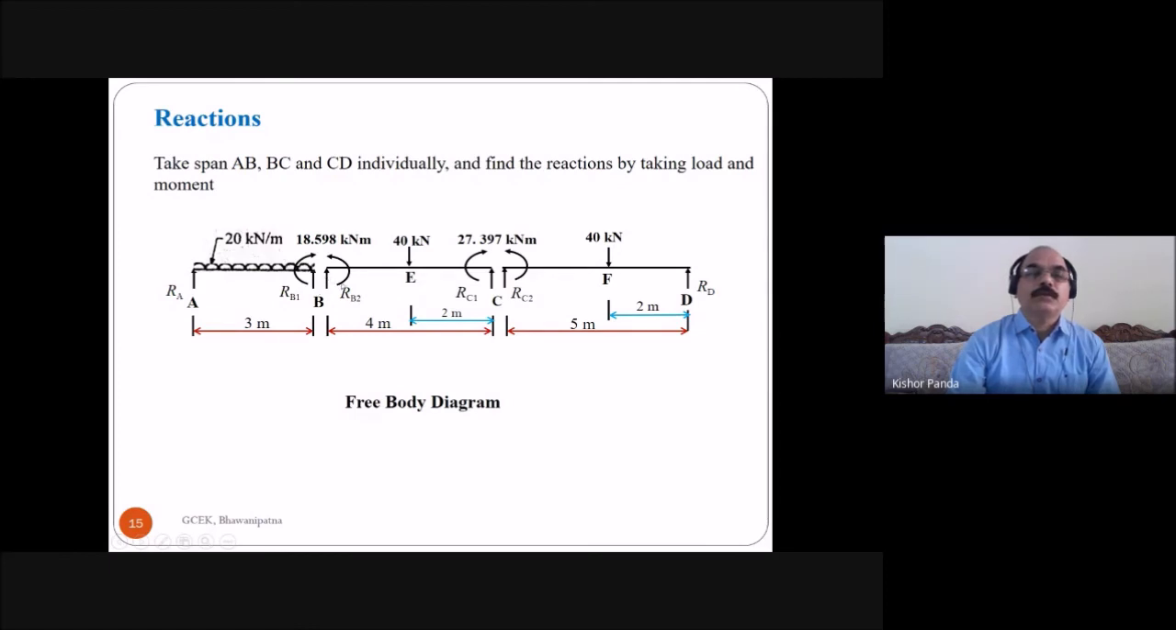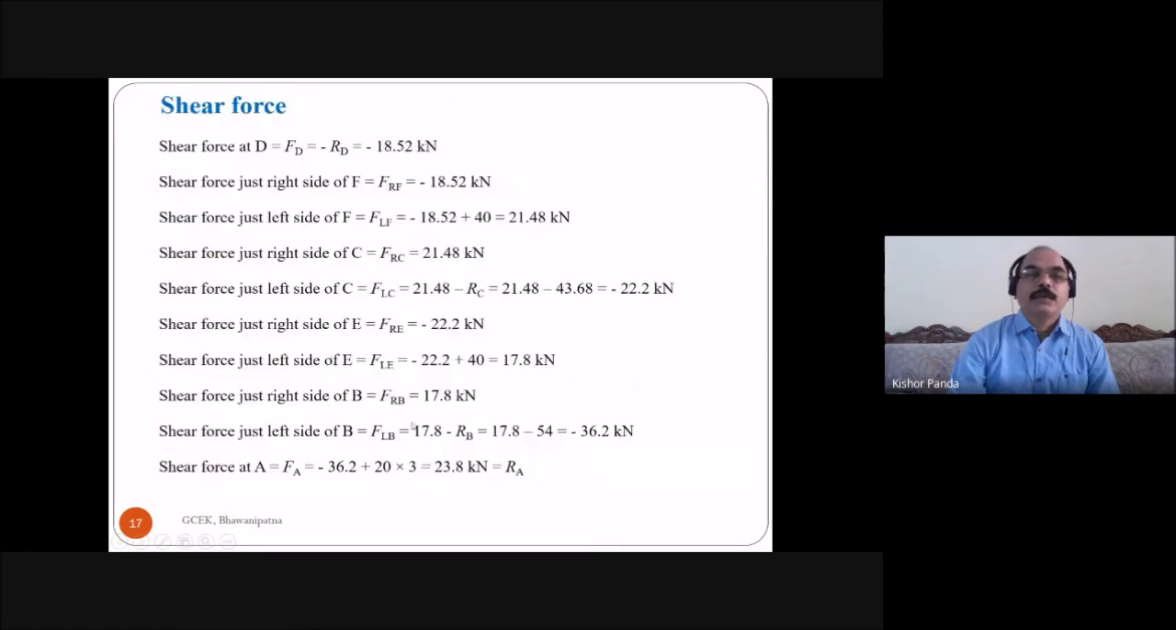What is the shear force just left of B? Right of B is 17.8 minus RB. So this is equal to 17.8 minus 54, which is equal to minus 36.2 kilonewton.